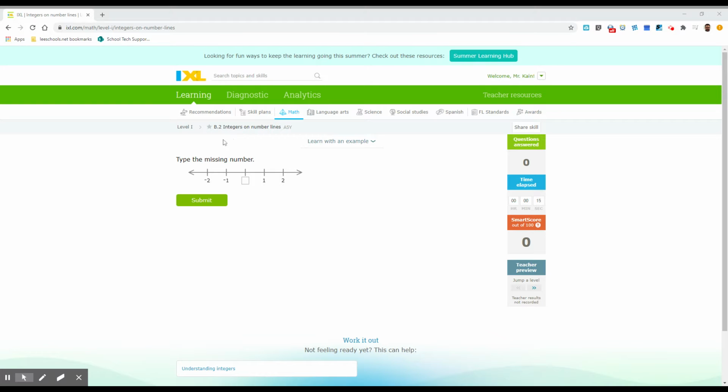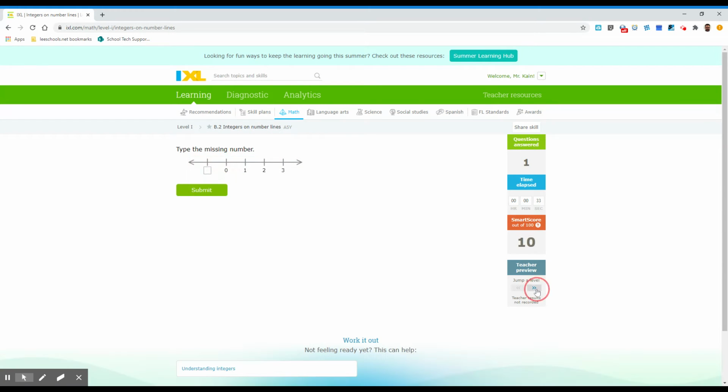Okay, we are working on 7th grade IXL integers on number lines. This is A5Y. Type in the missing number. So in the beginning here, we're looking at moving up by 1, right? -2, -1. This has to be 0.